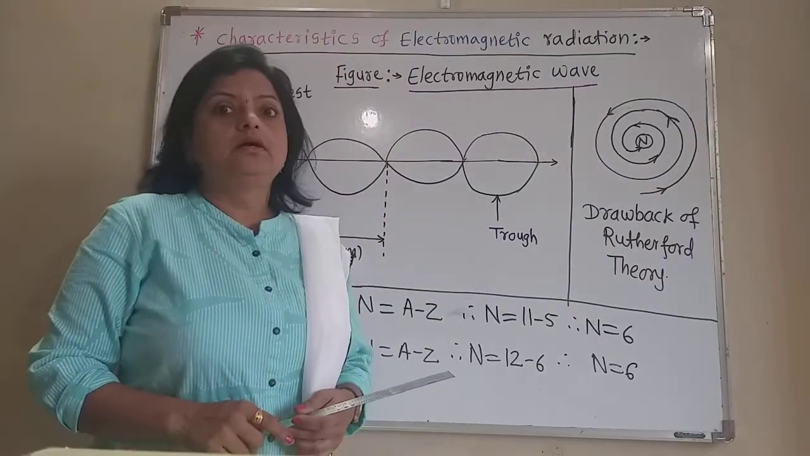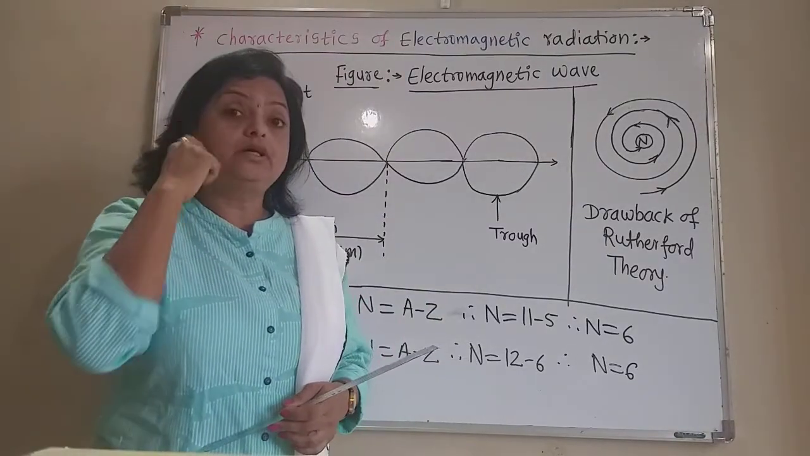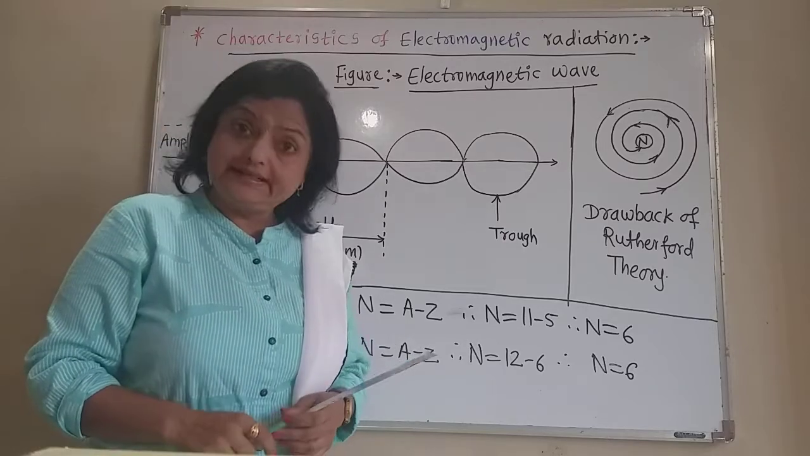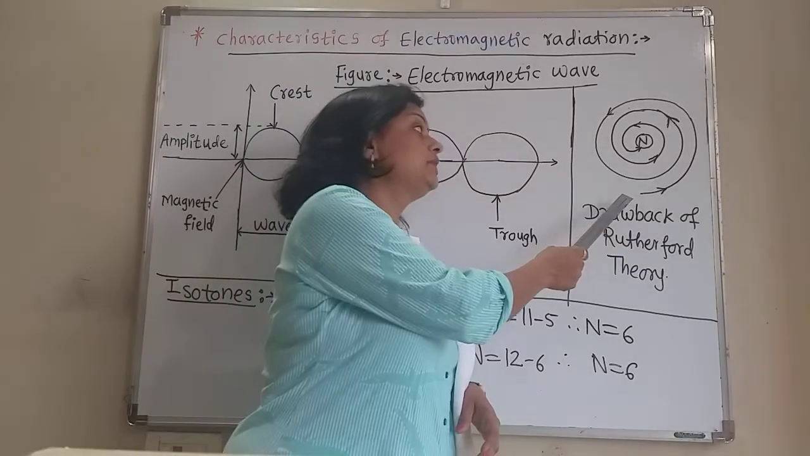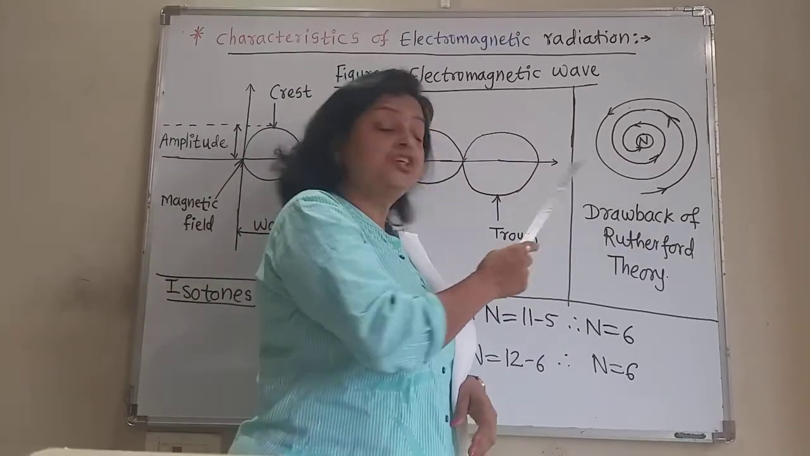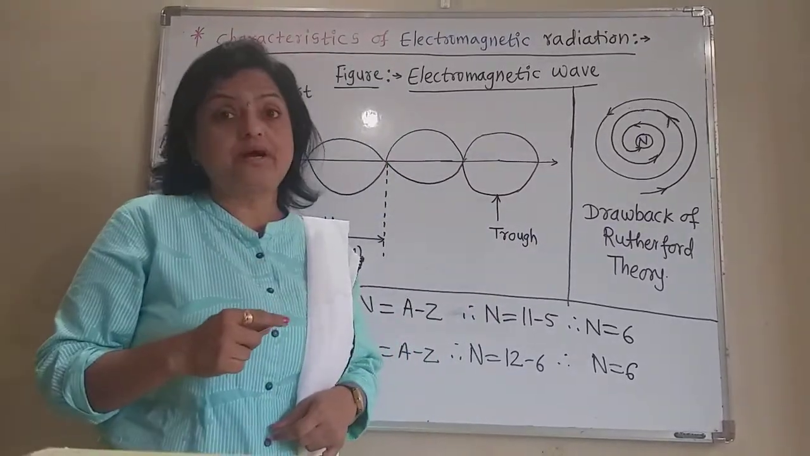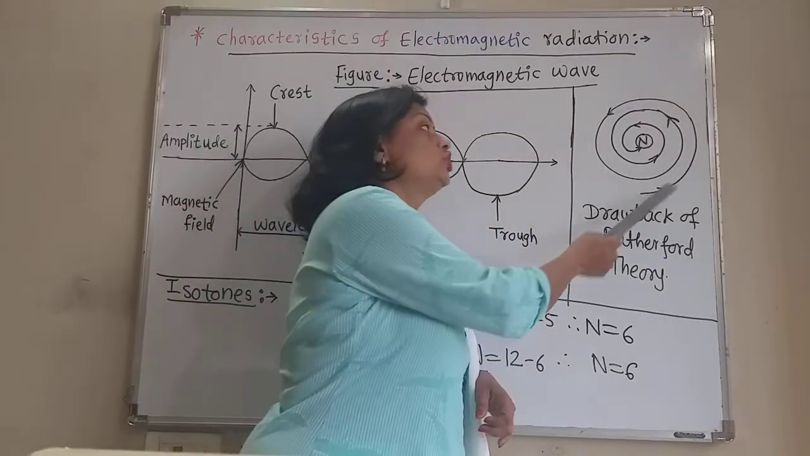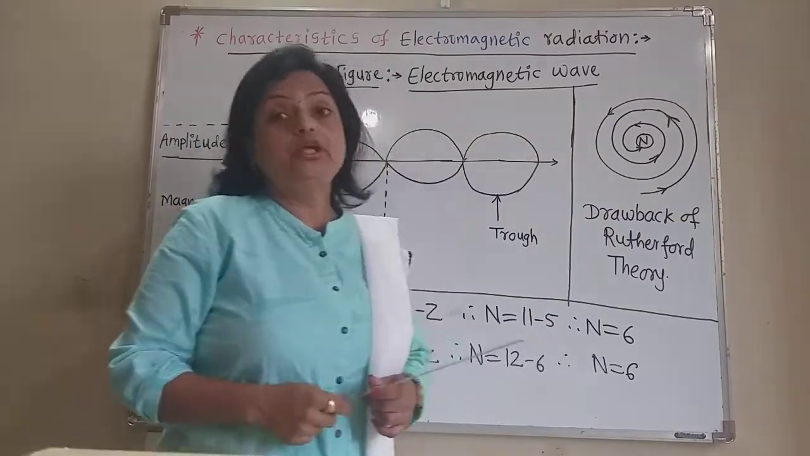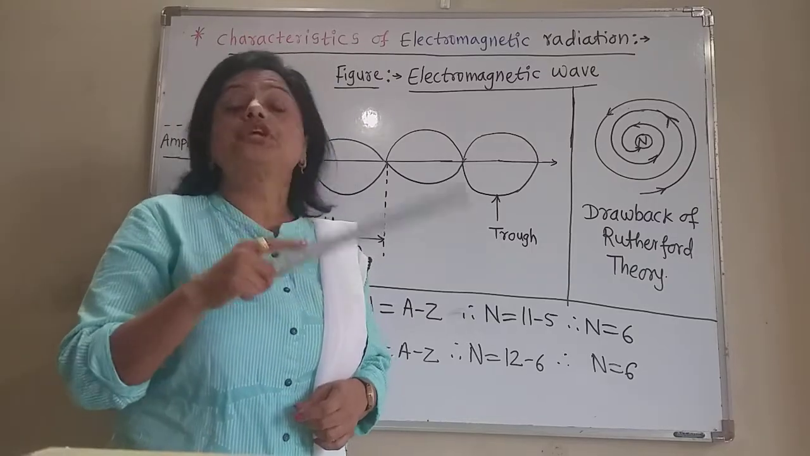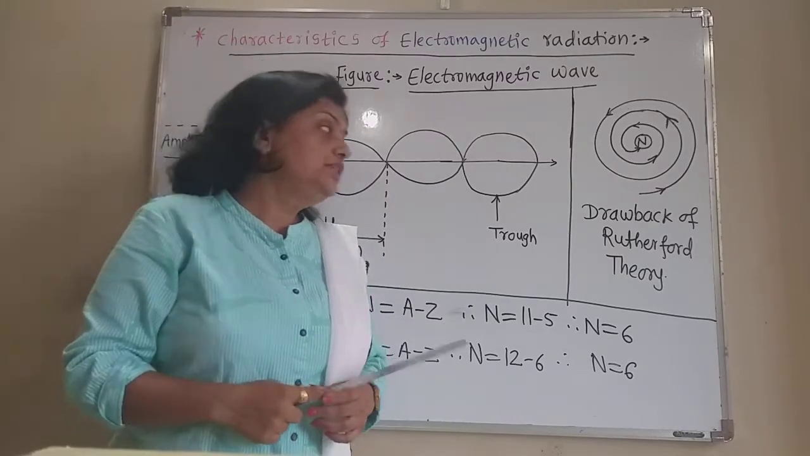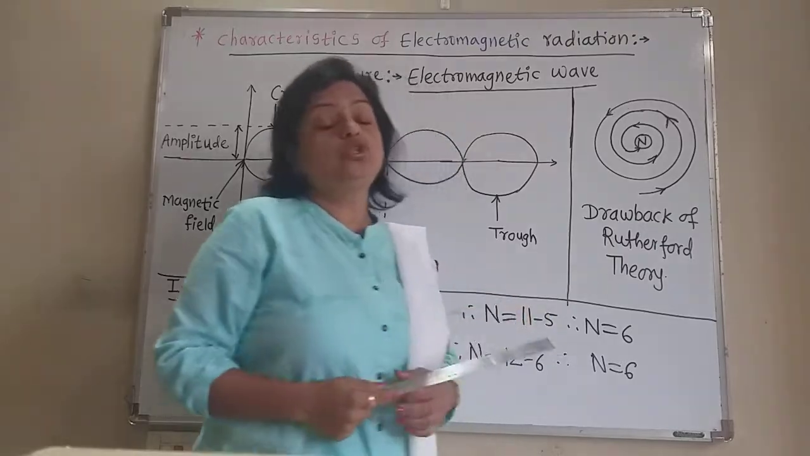After that, with the discovery of Bohr's model, he told that the path of the electrons is a stationary circular path, and the electron does not go into the nucleus. They only revolve around the nucleus in the circular path. Now this is the first drawback of the Rutherford theory.